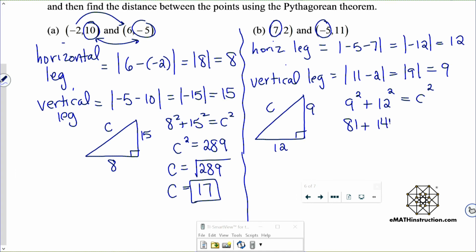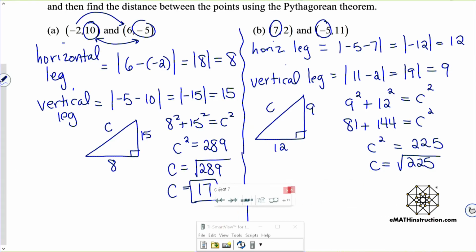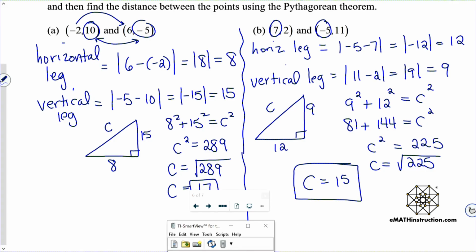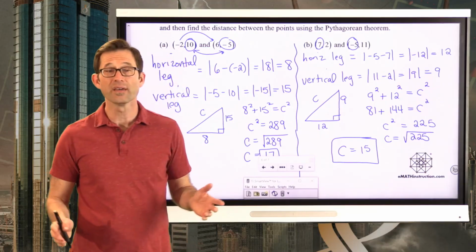81 plus 144 is C squared. C squared is 225. C is the square root of 225. And C is equal to 15. All right. And that's it.